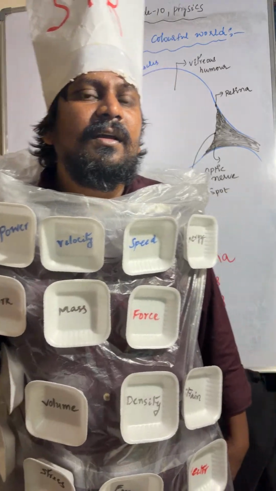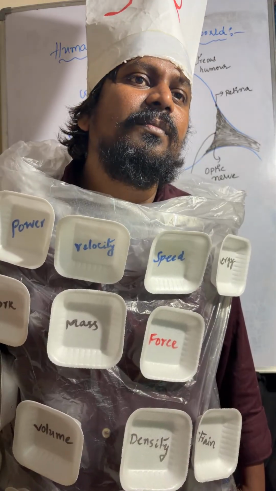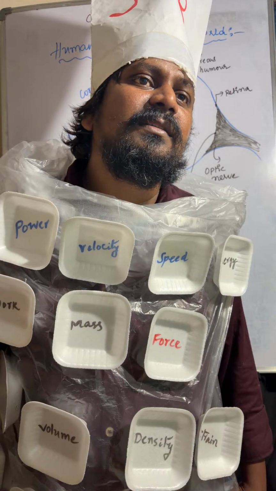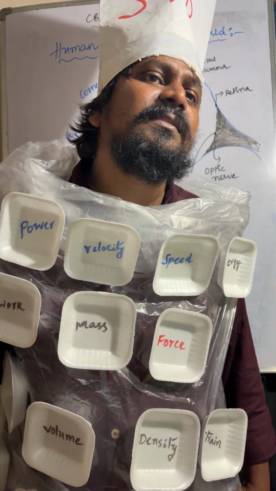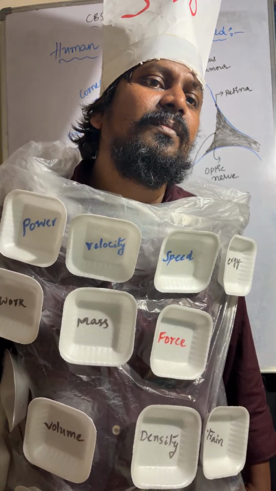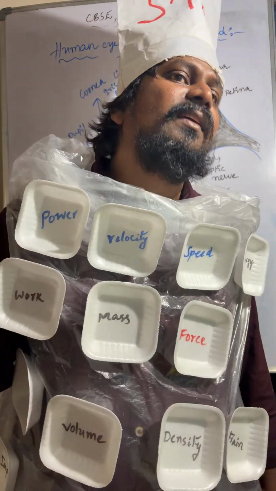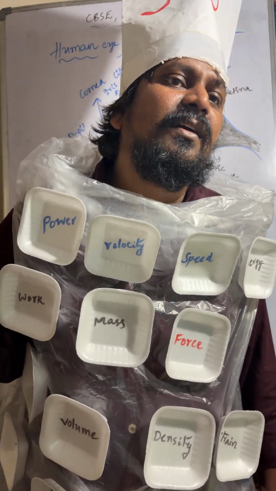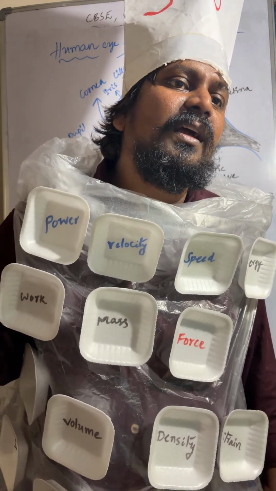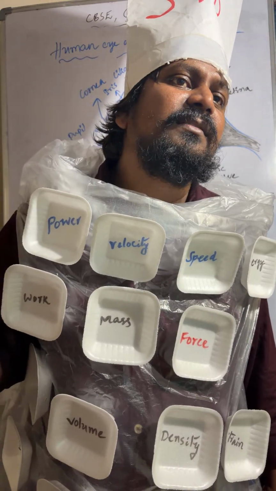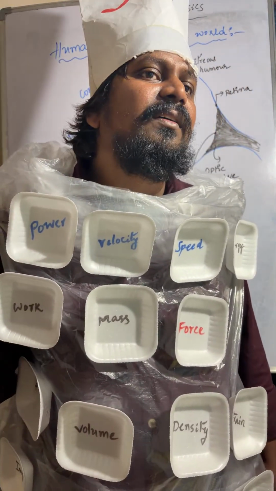Myopia. Near distance we can see, far distance we can't see. For the correction of myopia, we are using a concave lens.